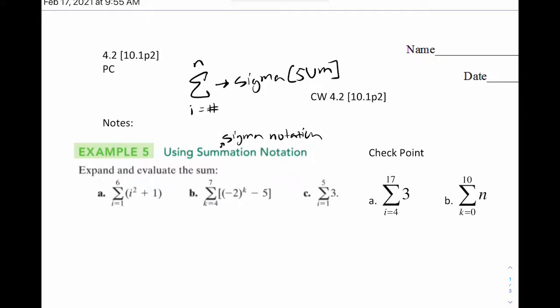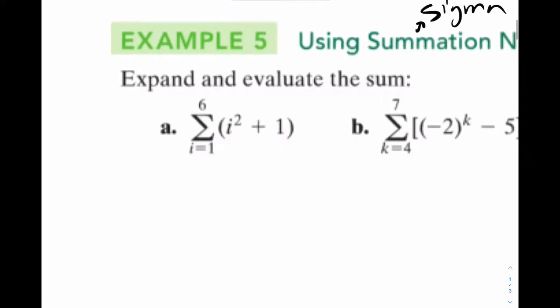The way it works is this bottom thing is called an index, and it tells you where to start. So think of that as your starting number. So start at this number. This n at the top tells you where to stop. So stop when i is equal to n. So to model this, let me show you a couple examples here.